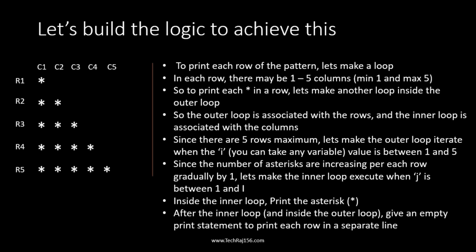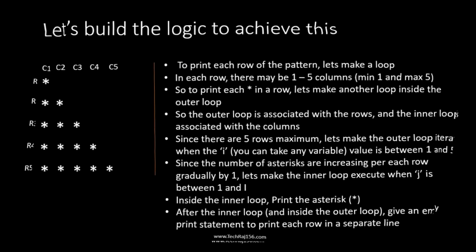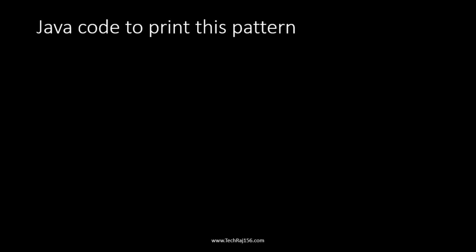So we don't want all of the pattern to be printed in a single row, right? We want the asterisk to be printed in 5 separate rows. That's why we are giving an empty print statement, so that each row is printed separately in every line. I mean, in each line, each row is printed. That's what I mean. Okay, so let's go ahead and see the Java code to print out this pattern.